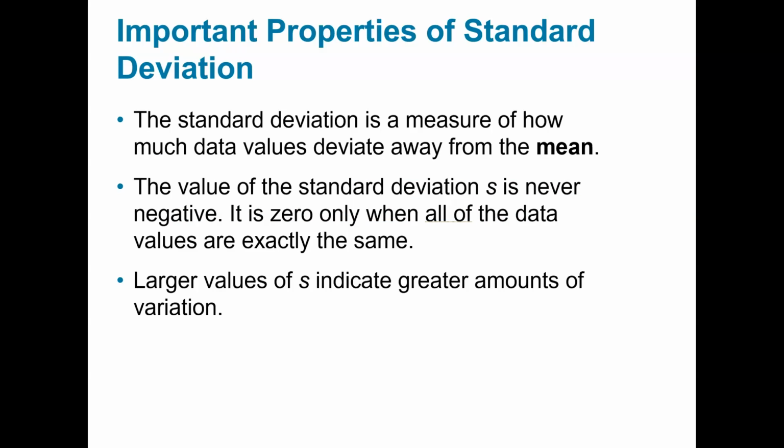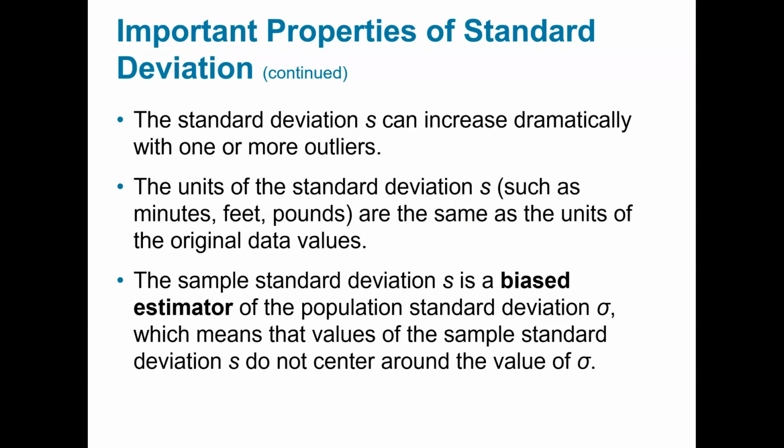I can't say that enough. We're calculating the distance from that arithmetic mean. And the value of the standard deviation is never negative, and it's only 0 when all the data values are exactly the same, which means the data never varies from the mean because it's all the same. Larger values of the deviation indicate greater amounts of variation, which makes sense. If you've got really big data variation, you're going to have a large standard deviation. The standard deviation can increase dramatically with one or more outliers. It can be really affected by those extreme values.